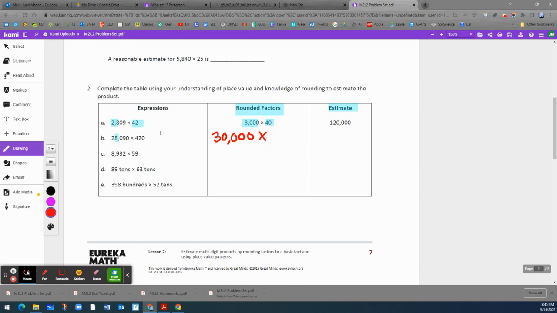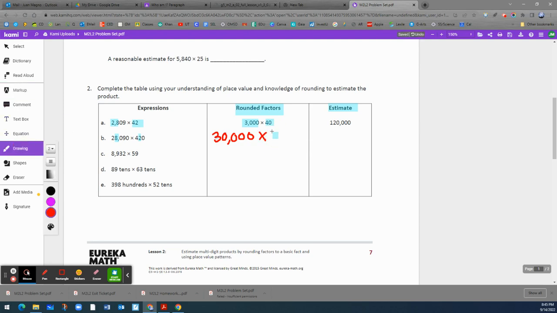Now let's look at the second number. That's 420. Again, using the same strategy, you're going to look at the number next to the number with the highest value, which is the 4. The number next to the 4, which is the tens, is between the numbers 4, 3, 2, 1, 0. So that means we're going to round that number down to 400. So now we're going to write 400.